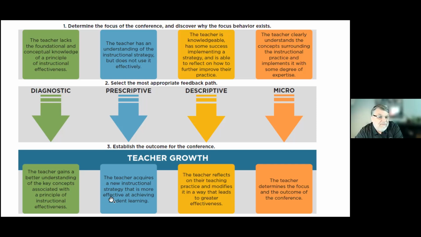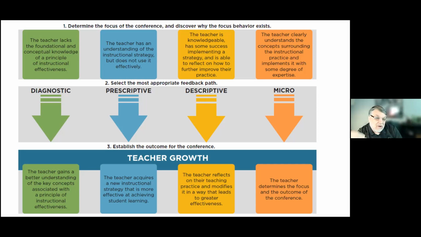The third type of feedback path is descriptive. And this is where a teacher is knowledgeable in implementing a strategy, but it could be improved. And again, the title kind of lends itself to what it means. In a descriptive conversation with that teacher, the administrator and teacher would engage in a collaborative discussion on how to improve those strategies.